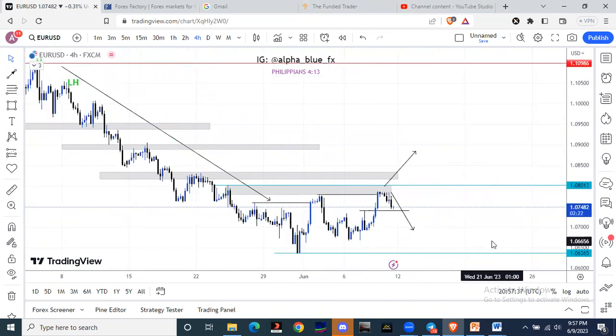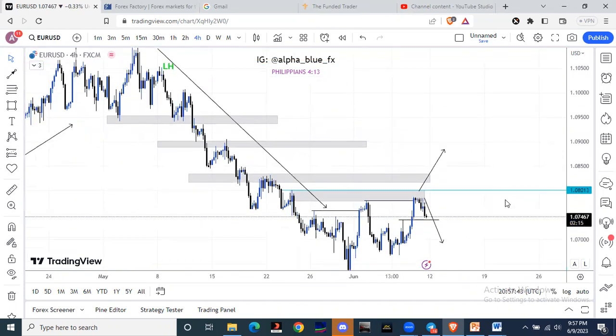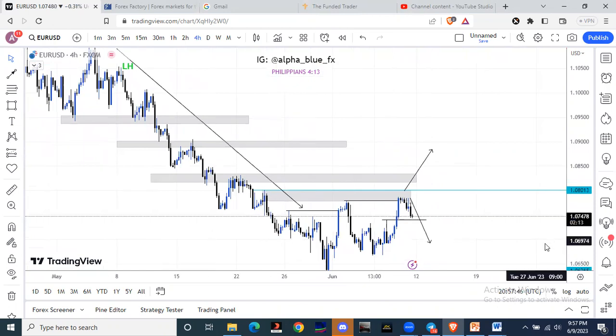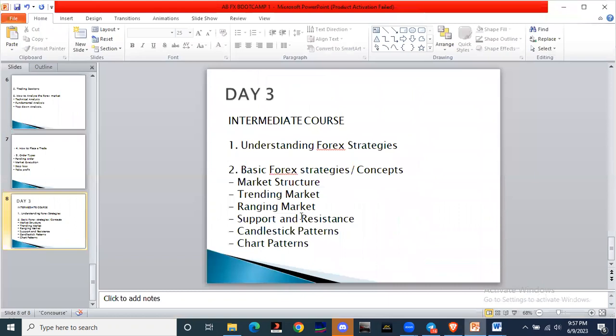Anytime you're not clear about something, you need to ask a question. You can message me directly, and I'm going to give you explanations. So let's go to the next item. The next item is candlestick patterns.